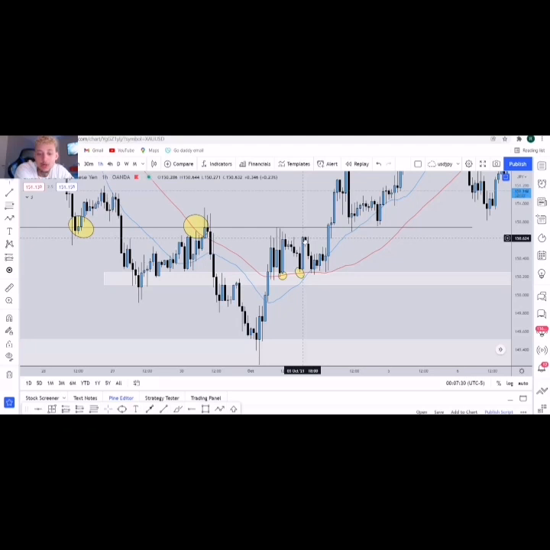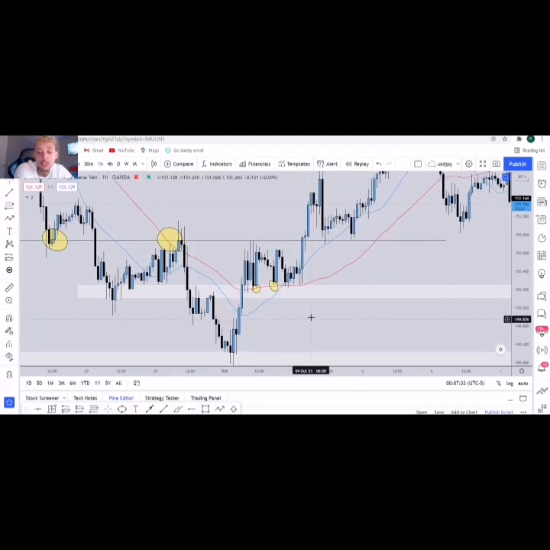So what's the best thing for you to wait? Wait for price to come into the zone and reject again. Notice how the moving averages are blue over red.